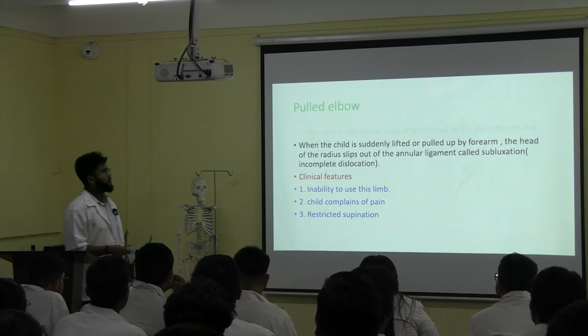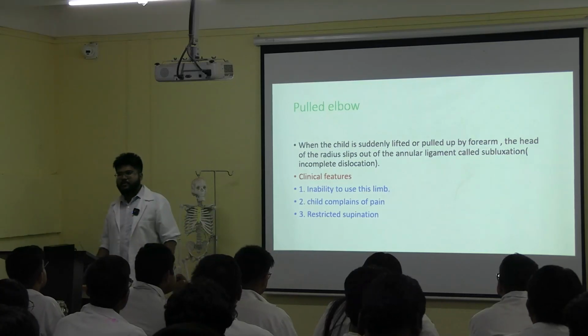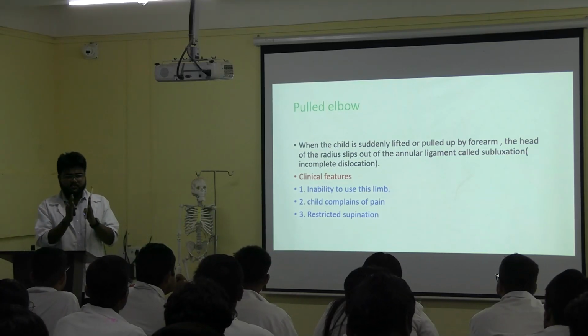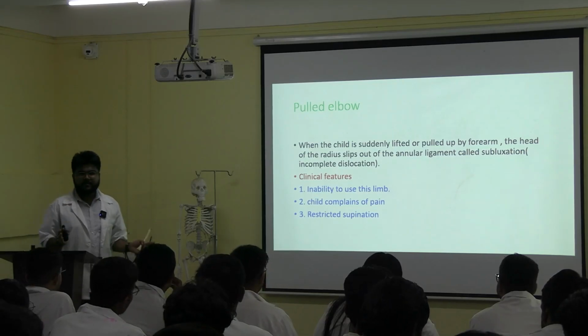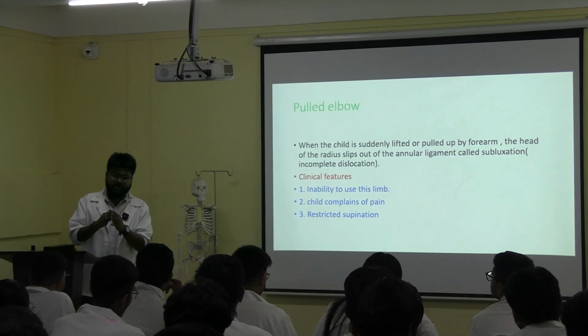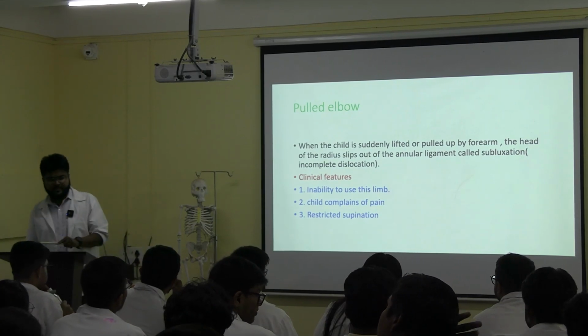So the main point is that the annular ligament slips out. Why? Because in children it is tubular in shape, but in adults this does not happen, because it is funnel in shape. That's why pulled elbow happens mainly in children between 2 to 5 years.